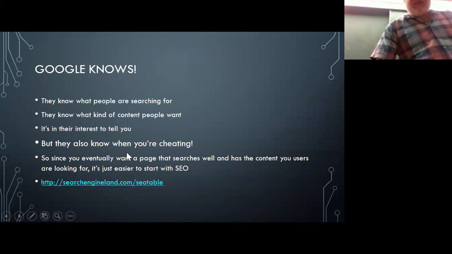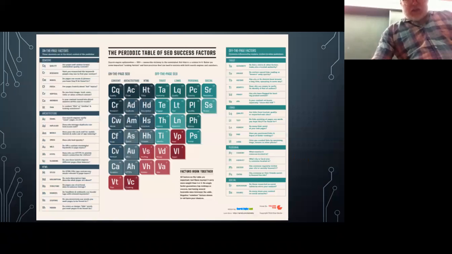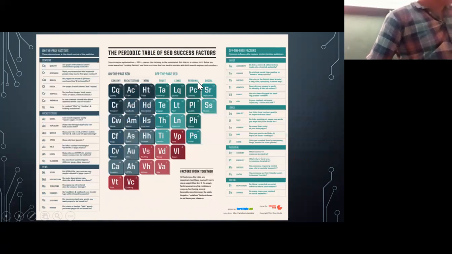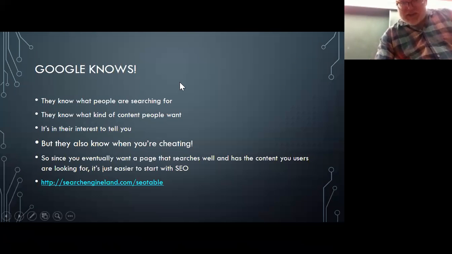There's an interesting table on this site called Search Engine Land, SEO table. And so I'm going to pull it up here on the next slide. And I'd encourage you to go to the site and look at this, because this is actually too grainy to see anything on. So let me go to the site and look at this.